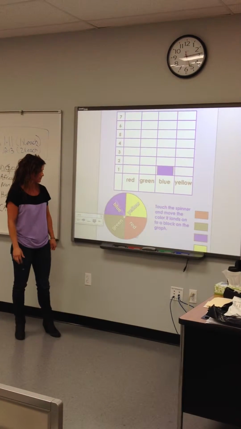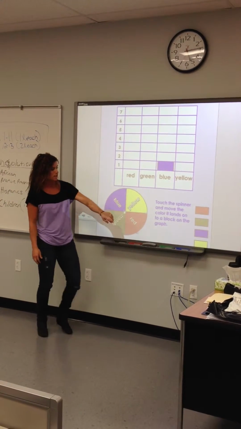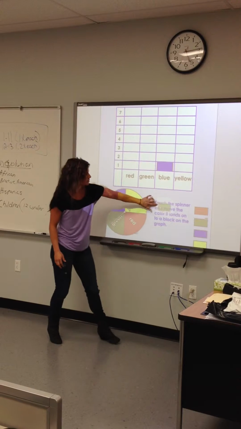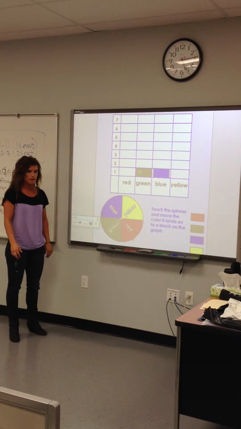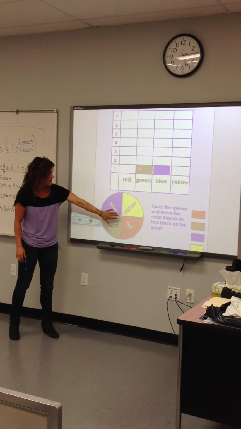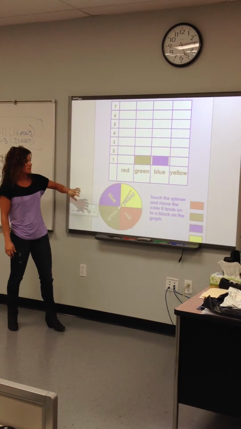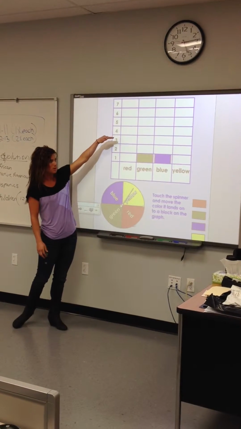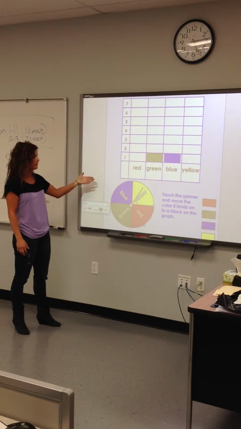Touch the spinner, whatever color it lands on, green, they'll choose the green block and place it in the green square on the graph. And then the same thing again. Once I've called up volunteer students and they've selected their colors and put them in the box, we'll discuss how many are in each one, so they'll be counting.